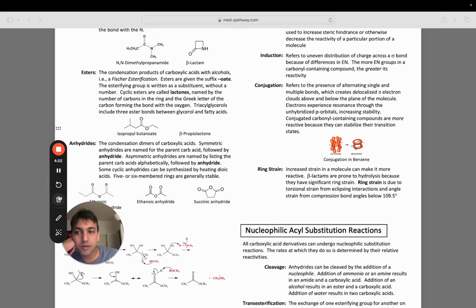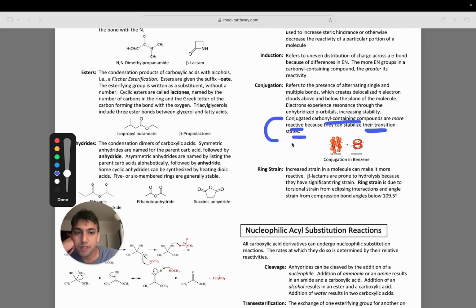So the most important thing I would notice here is that conjugated carbonyl compounds are more reactive because they can stabilize their transition states. That's pretty important to know, and that's basically what we've been talking about this whole time. Now, transition states, okay, I guess I should explain this a little more. Transition states generally are unstable.